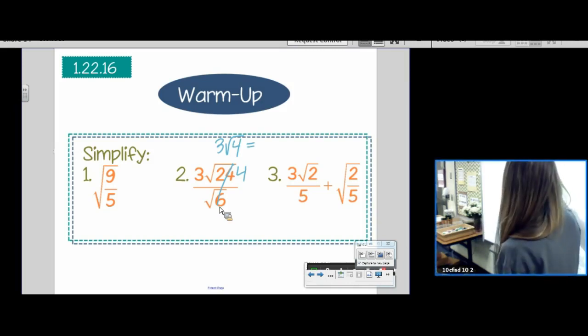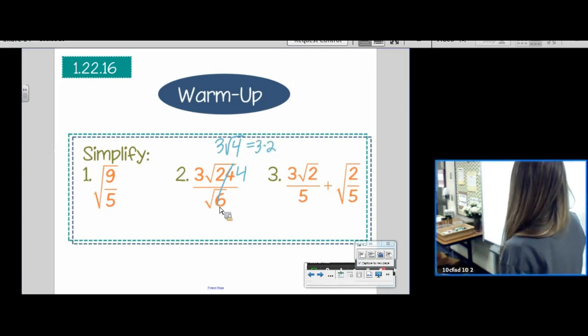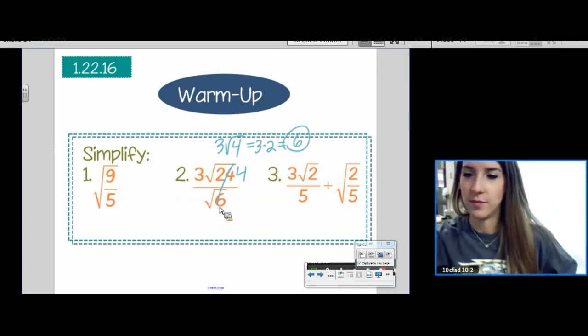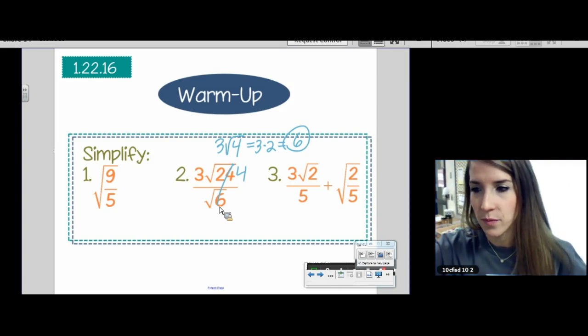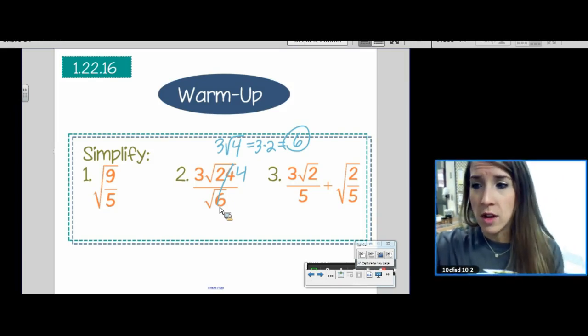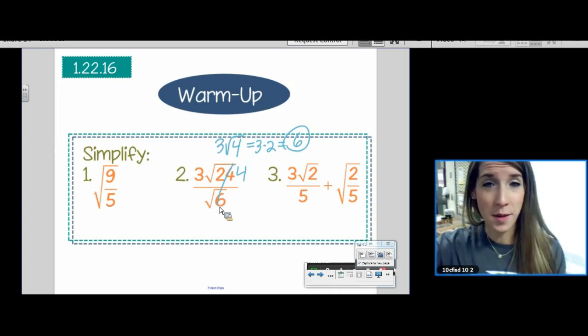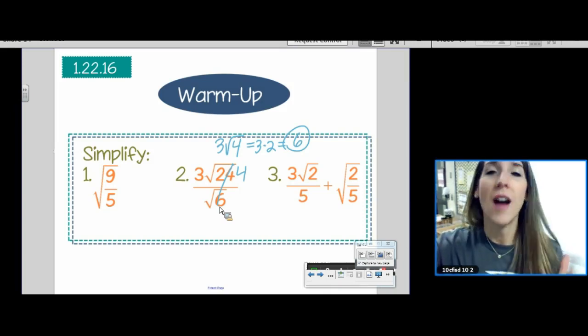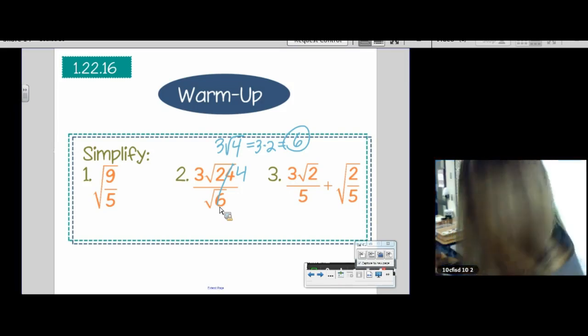Square root 4 is a perfect square. So it's saying 3 times 2. So the final answer to number 2 is a beautiful integer, 6. Very good. So you're always looking to see if those radicands are divisible, because if you had rationalized the denominator on number 2, you would have done a lot more work than everyone else. Number 3.